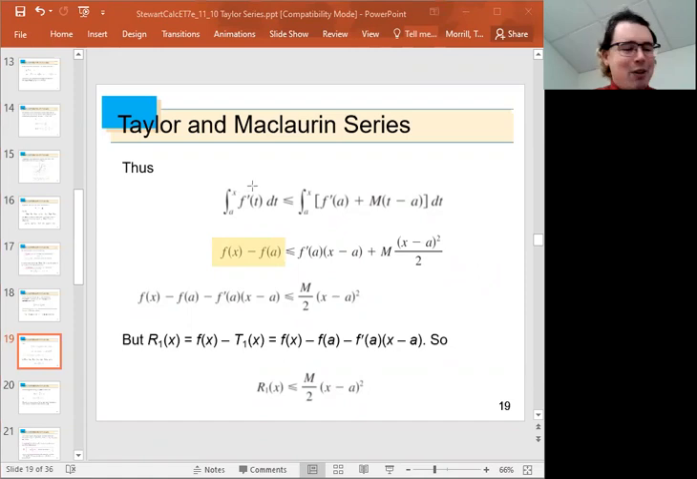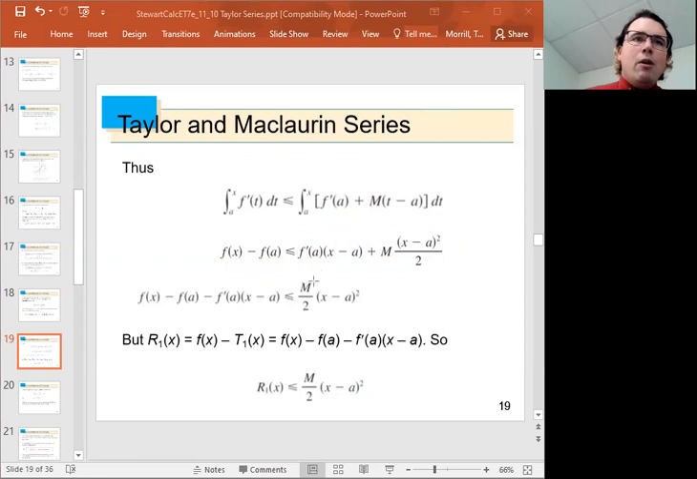I know my antiderivative is the original f of x. This has got to be less than or equal to the formula on the right. Oh, so that's going to be f prime at a times x minus a plus M times x minus a squared, all divided by 2. Again, using the fundamental theorem of calculus, this is just a constant. This is a constant times a linear polynomial. That's how I get that antiderivative.